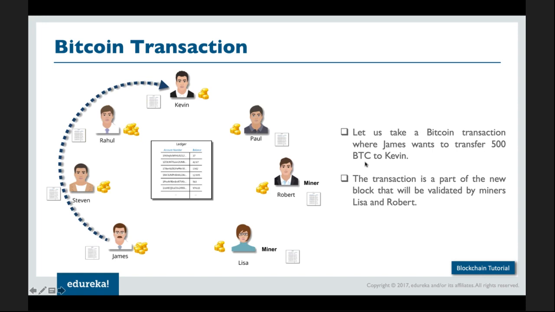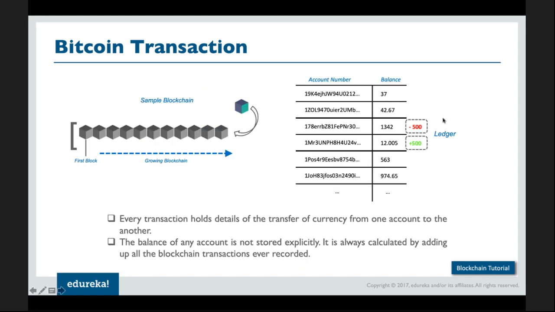Now, when this kind of a transaction has to take place, let's say this third wallet from the top belongs to James, and the fourth wallet from the top belongs to Kevin. So basically, the transaction that needs to take place is that 500 Bitcoins need to move from James's wallet and go to Kevin's wallet. That's the transaction that needs to take place.